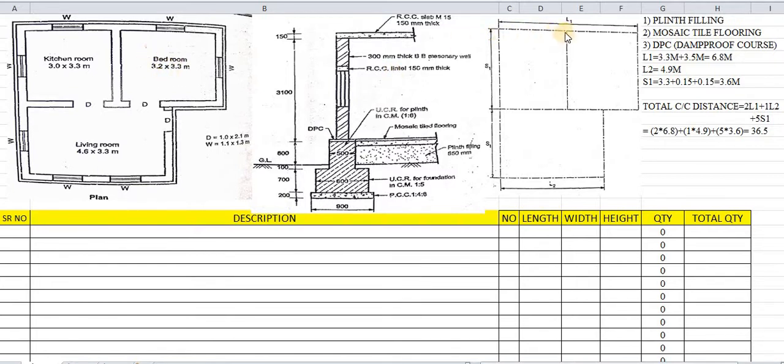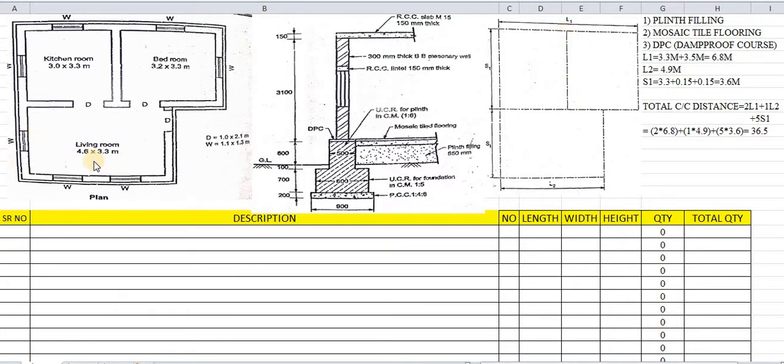That means from this line to this line it is 3.3, and from this line to this line it is 3.5. Same way along the width direction, 3.3 is the width of this kitchen, bedroom or living room. So the width of all the three rooms is the same. We can give notations for these as short walls, or we will see later. 3.3 plus 0.15 plus 0.15, that is the center to center distance from this point up to this point. So 3.3 plus 0.3 is 3.6.